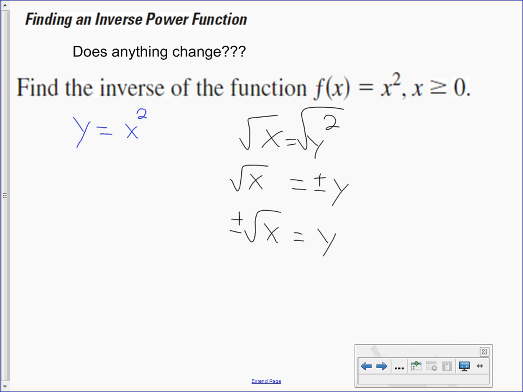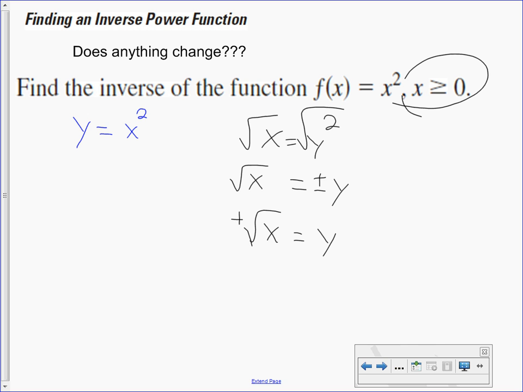And then lastly, I don't know if you noticed this, it's just looking for one set of values when x values are greater than or equal to 0. So should I be looking at positive values, negative values, or both values? Positive. So sometimes the problem will ask you to do that.